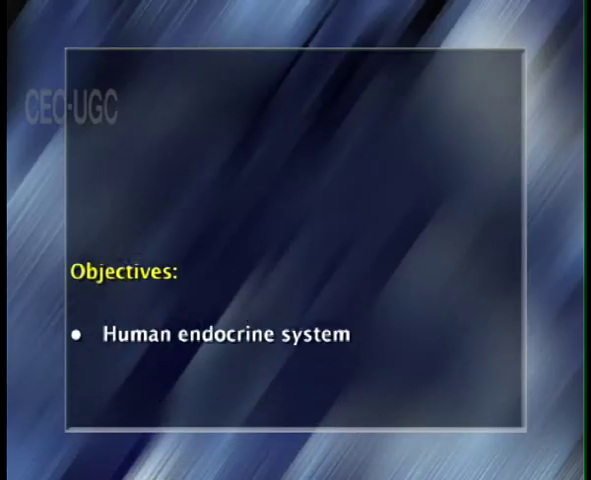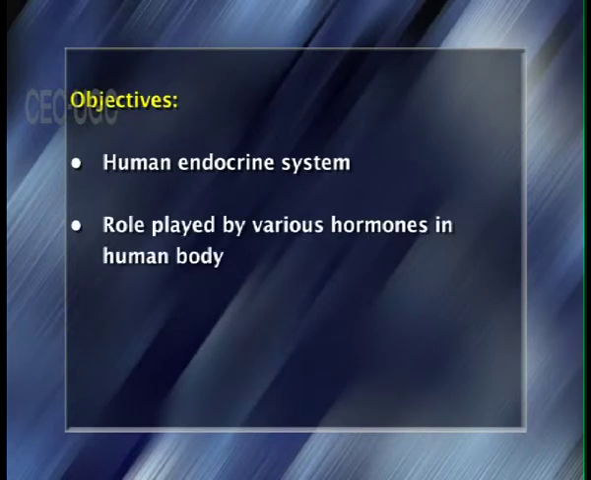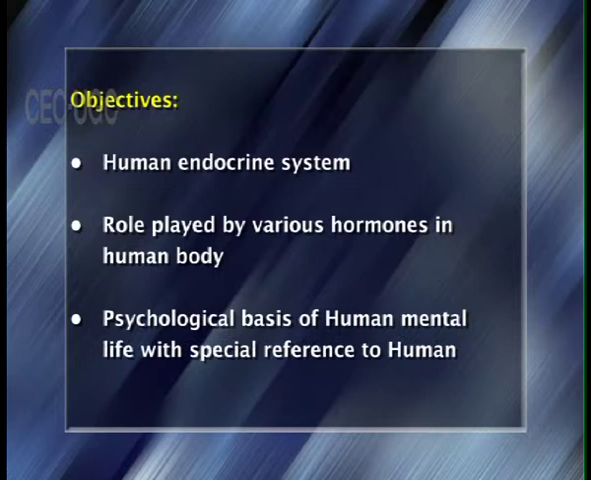Welcome to the program. The topic selected for the program is Psychological Basis of Human Mental Life, Functions of Human Endocrine System. The objectives set for the present lecture are to have an understanding of the human endocrine system, to understand the role played by various hormones in human body, to understand the psychological basis of human mental life with special reference to human endocrine system.